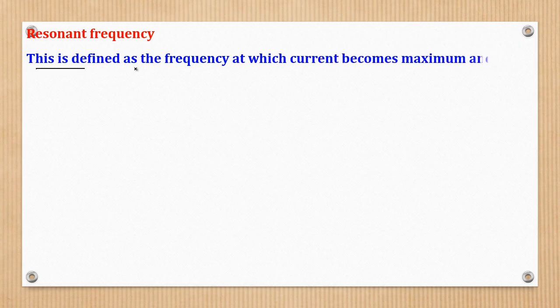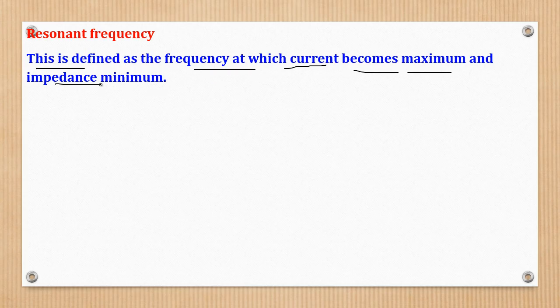So now we shall go to a term called resonant frequency. Resonance is covered more in the topic of waves, but also here we need to know something about it. Resonant frequency is defined as the frequency at which current becomes maximum and impedance becomes minimum.